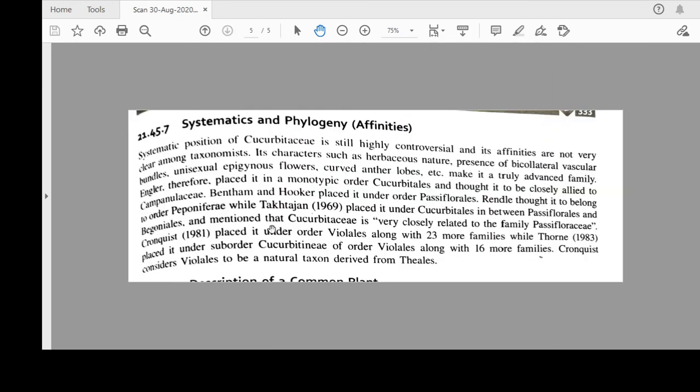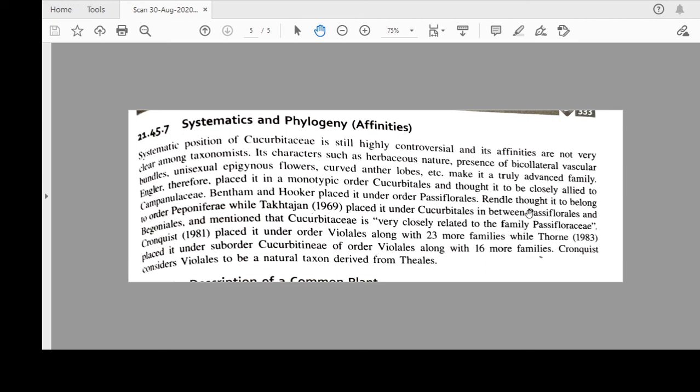Now, lastly, systematics and phylogeny of the family. Systematic position of Cucurbitaceae is still highly controversial and its affinities are not very clear among taxonomists. Its characters such as herbaceous nature, presence of bicollateral vascular bundles, unisexual epigynous flowers, curved anther lobes, etc. make it a truly advanced family. Engler therefore placed it in a monotypic order Cucurbitales and thought it to be closely allied to Campanulaceae. Bentham and Hooker placed it under order Passiflorales.